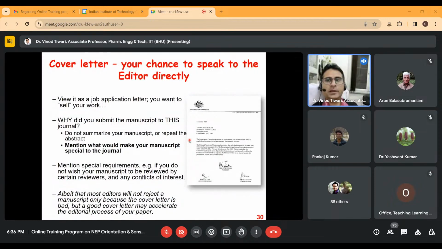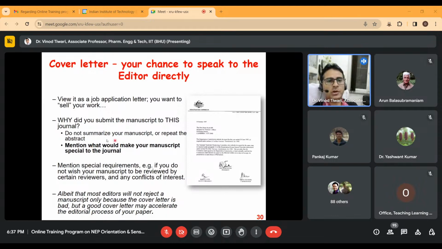So the cover letter is a very important part again, which speaks about your work. Although nobody is going to reject your work on the basis of a poor cover letter, it is just like an application. You are selling your work in the market. So it's like a job application letter, you can say, right?